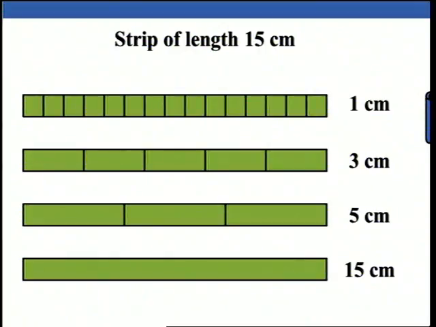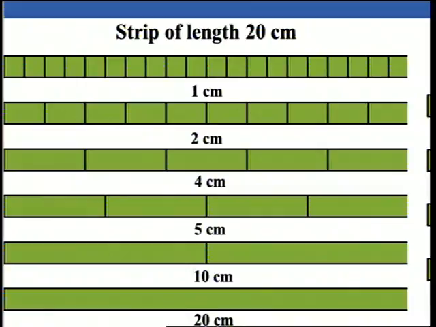How to find it? As for this 15 centimeter strip, we can cut it into 15 pieces of length 1 centimeter, 5 pieces of length 3 centimeters, 3 pieces of length 5 centimeters, and the whole 15 centimeters. Sir, these are nothing but the factors of 15. Very good. You can notice that 1, 3, 5 and 15 are nothing but the factors of 15. Now on similar lines we can find the factors of 20 as well. 20 has the factors 1, 2, 4, 5, 10 and 20.